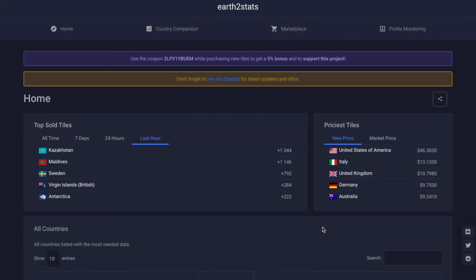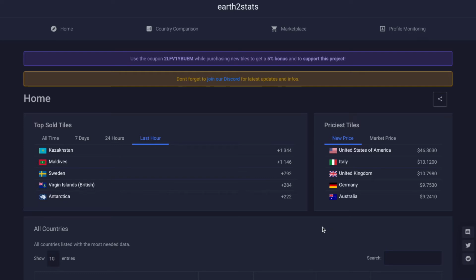So as you can see, we're on the website earth2stats.net. This website can be used when buying land on earth2.io to work out the land class and the price and other stats that will help you to choose where you're going to buy in the game. This is the website here, and I'm just going to give you a rundown and show you the website and how you can use it when buying land.